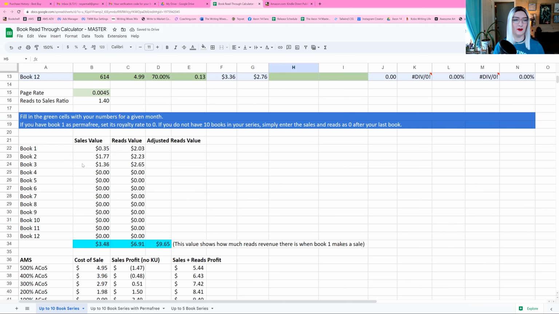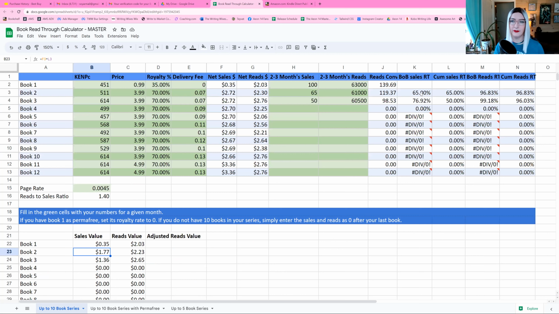Then next up, it will calculate the value of the sales each time a book sells. So on average, when you sell book one, you sell book one, so it's always going to make the retail royalty. Every time you sell book two, you're going to get $1.77, because only 65% of the people read it, and 65% of $3.99 is $1.77, and so on and so forth. So it kind of goes on down.